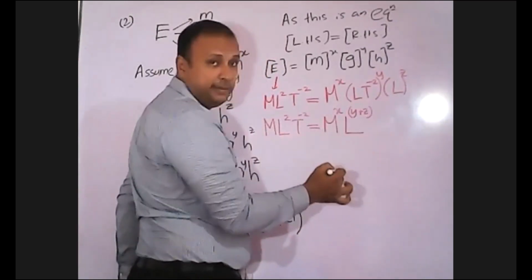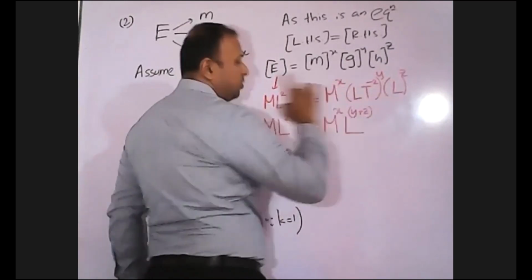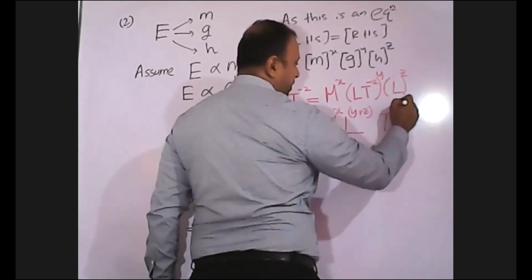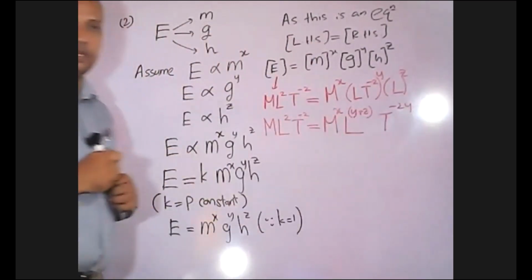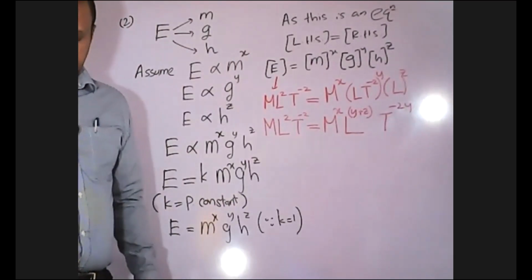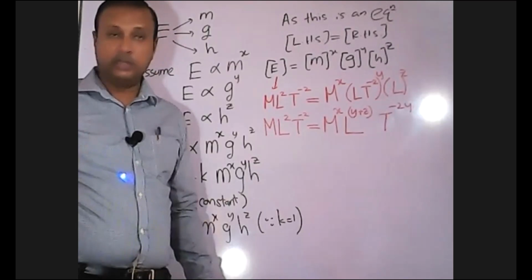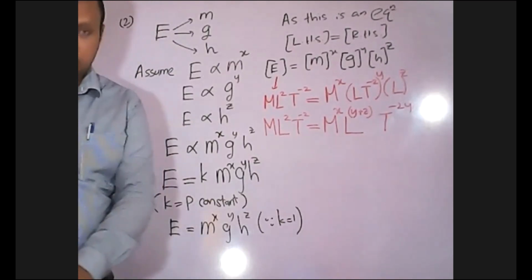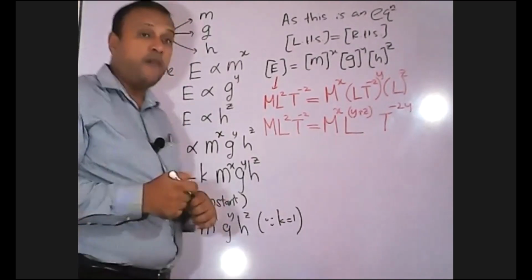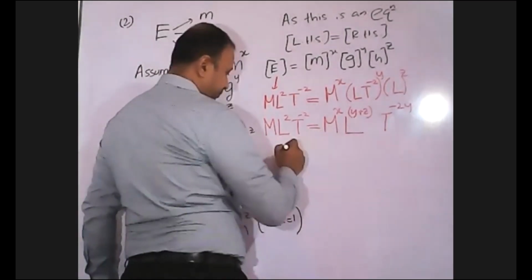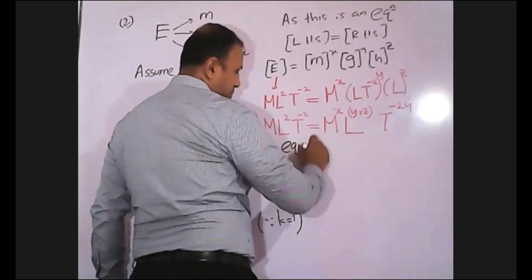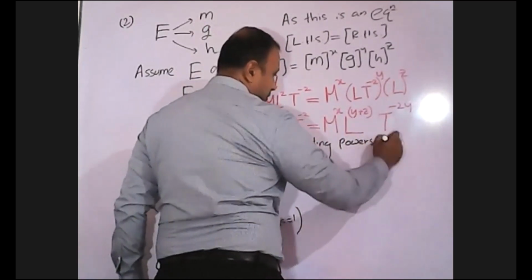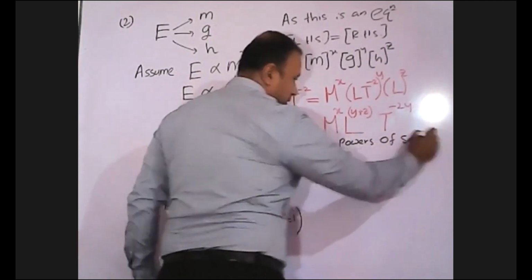Then you have to simplify T. In here, there's only one T. That is t minus 2 into y. That means t minus 2y. Now you can equate the power of same bases. Equating powers of same bases.